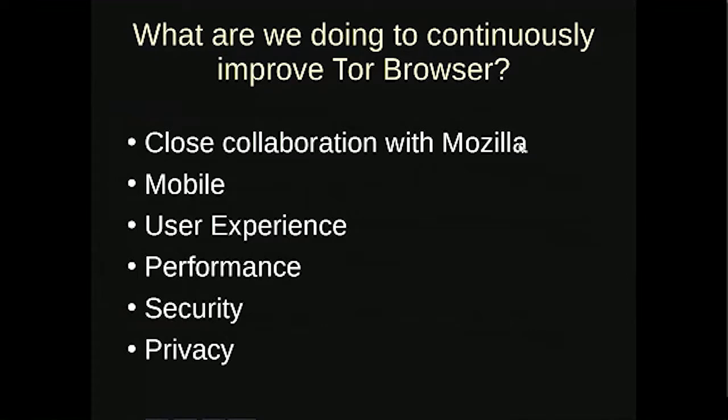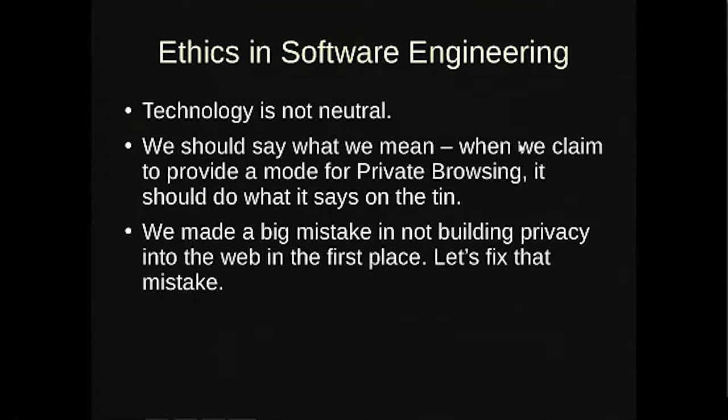So I think it's important to always remember that engineering can't ignore ethics. Technology is not neutral, and we should say what we mean. When we claim to provide a private browsing mode, it should do what it says. It should make users private, and it should make their web browsing private. And I think we made a big mistake in not building privacy into the web in the first place, but I believe that we can fix that mistake.